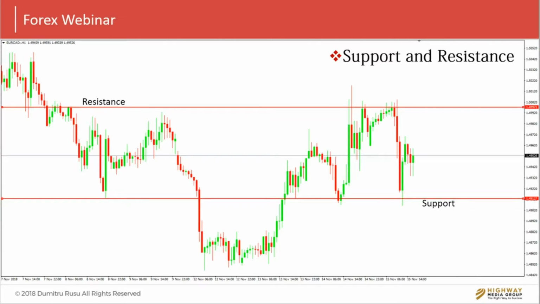So as you can see from our example here, if the prices are climbing and they hit something that we call a ceiling, it is because the price levels are preventing the market from moving upwards.